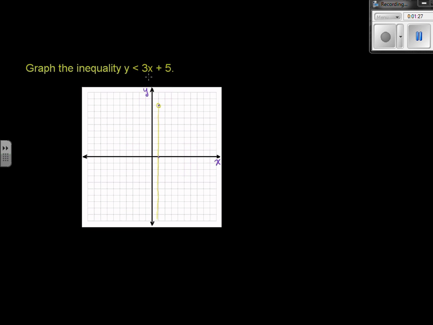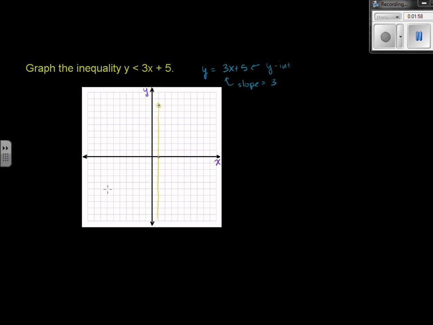Now, if we kept doing that, we would essentially just graph the line of y is equal to 3x plus 5, but we wouldn't include it. We would just include everything below it, just like we did right here. So we know how to graph just y is equal to 3x plus 5. Let me write over here. So if I were to write y is equal to 3x plus 5, we'd say, okay, 3 is the slope. Slope is equal to 3, and then 5 is the y-intercept.